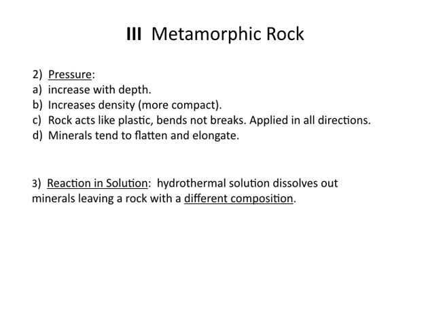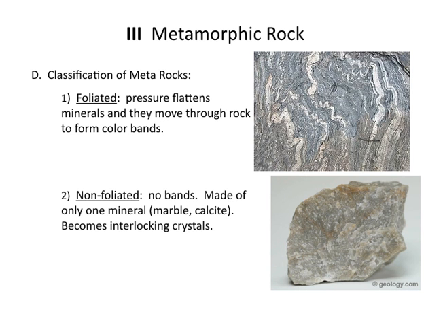A third agent that we need to talk about is a reaction, a solution, or pretty much just hydrothermal solutions. They can dissolve out minerals and take them away. So when we dissolve out minerals, we're subtracting that mineral from the composition of the already formed rock, leaving it with a different composition. Since we caused a change, that is metamorphism, so it's a type of metamorphic rock.